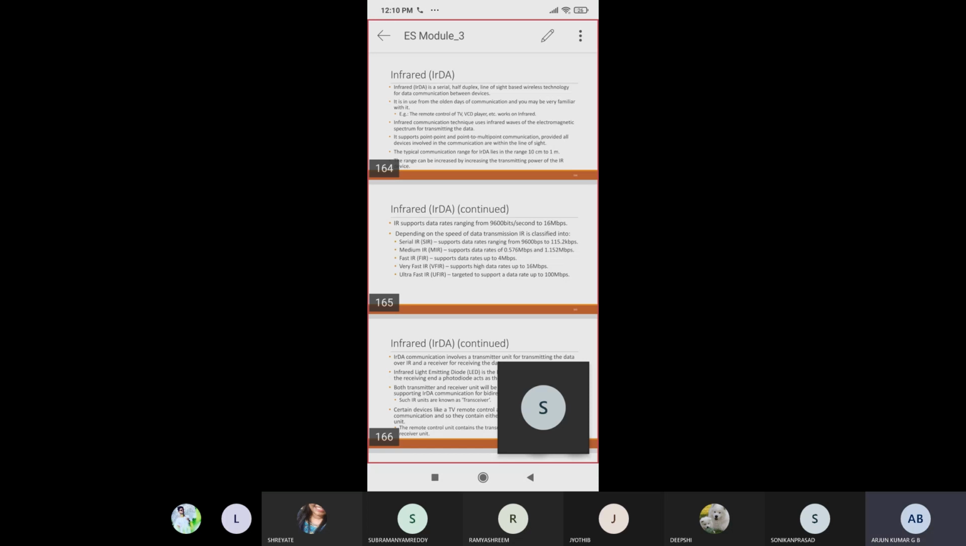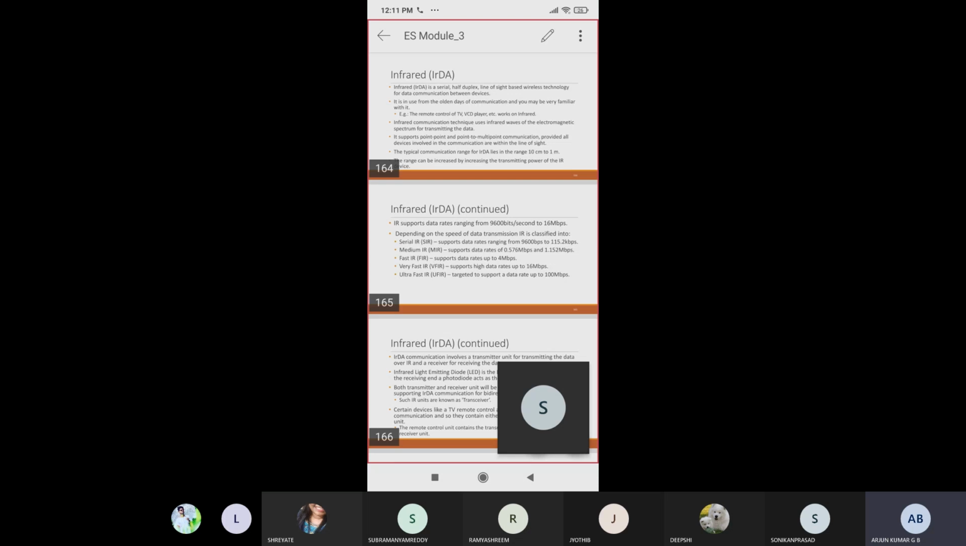Certain devices like a TV remote control always require unidirectional communication, so they do not contain both transmitter and receiver units. The remote control unit contains the transmitter unit, and the TV contains the receiving unit. Bidirectional, but it is half duplex: only one-way communication at a time in this infrared. In earlier days, this could also be used for transmitting data. It is a wireless technology adopted for transmitting and receiving data between devices.